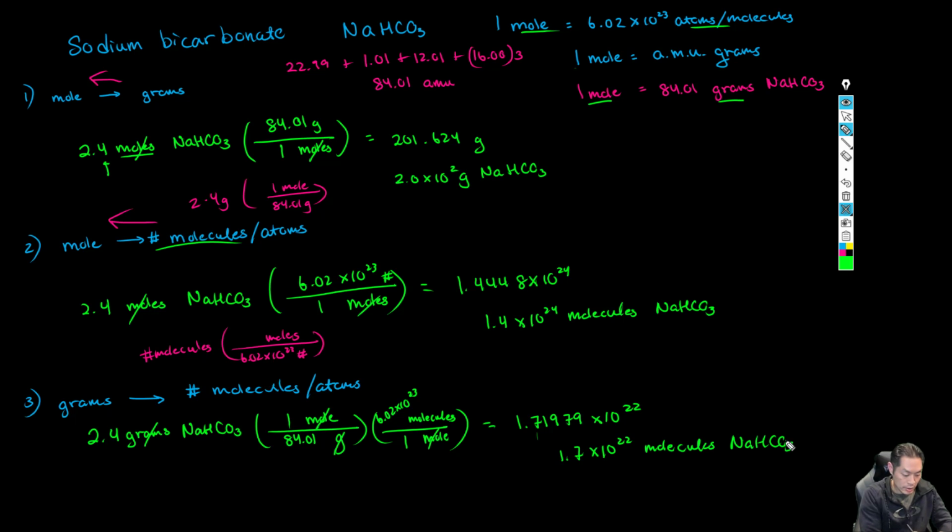Okay, let me just double check. Divided by 84.01 times 6.02. Okay, got the same answer twice. Perfect. All right, so here it is.